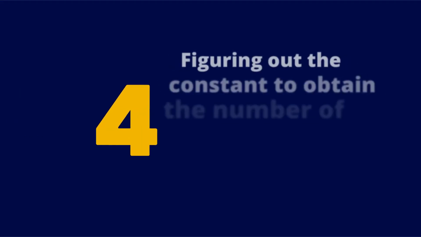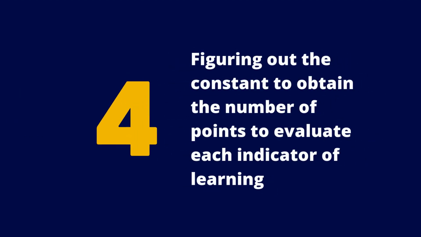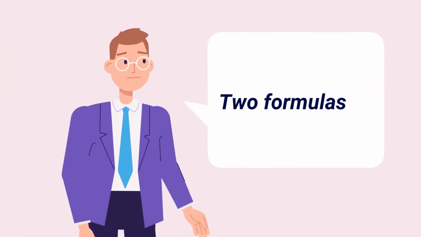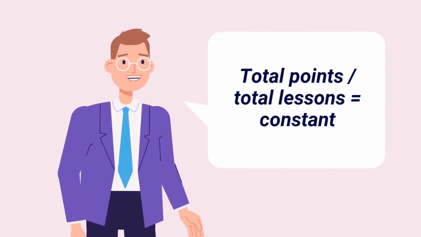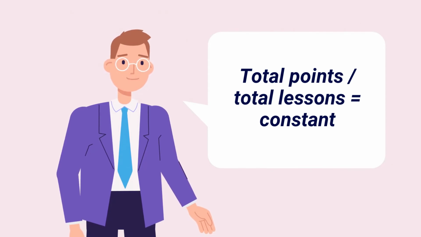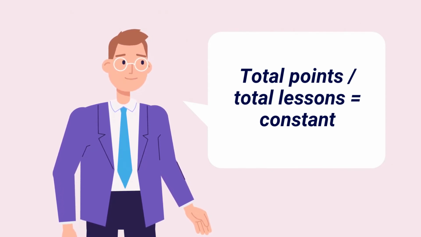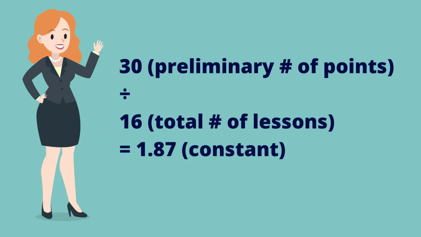Colin then moves on to step 4, figuring out the constant to obtain the number of points to evaluate each indicator of learning. In this step, we need 2 formulas. The first one helps us figure out the constant. This figure is obtained by dividing the total number of points by the total number of lessons. In the case of Elisa, this constant would be the following: 30, which is the preliminary number of points, divided by 16, which is the total number of lessons used to cover all the objectives, which equals 1.87.